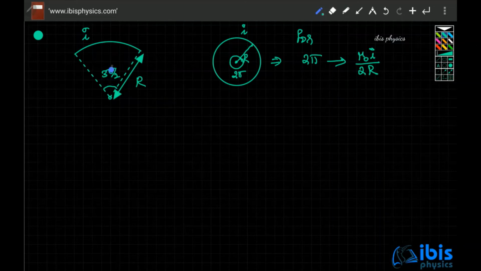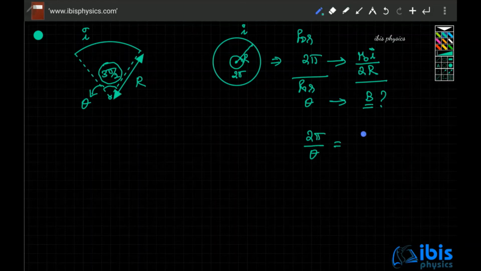And for, let us not solve this only for 3 pi by 2 radian. Let us assume this angle is theta. So for theta radian, we do not know the magnetic field B, and we would like to find out what this value is. Just divide the whole equation. Because the same quantities are on the left hand side and the same quantities on the right hand side, the constants will be cancelled. So 2 pi by theta will be equal to mu naught I divided by 2r by B.